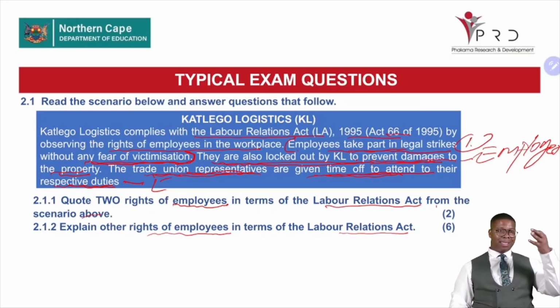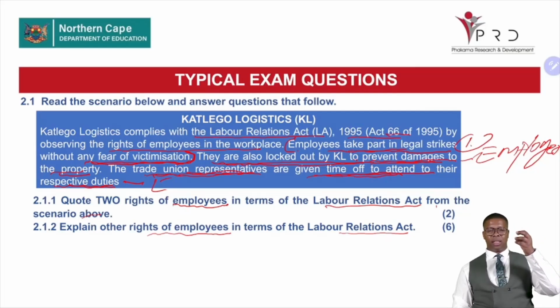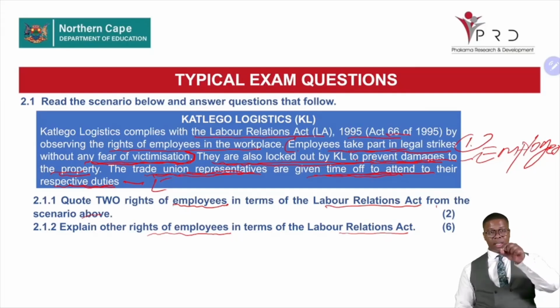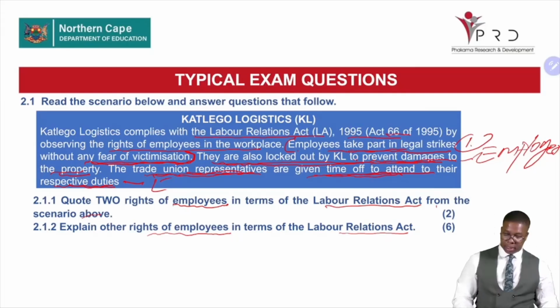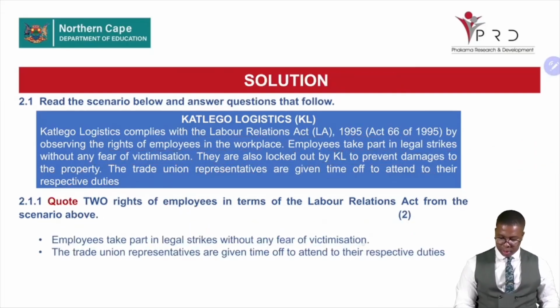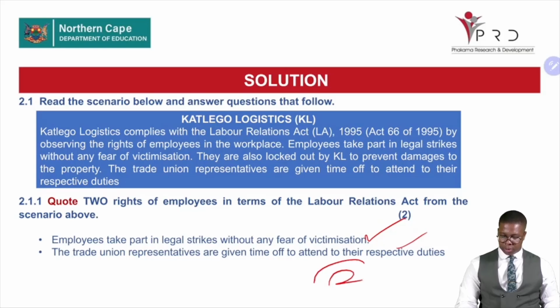So normally there will be 3 sentences, and out of the 3, they will all look correct, but you will be guided by the question. Mostly the question will look for 2 aspects to be quoted, and the last one or the third one will be incorrect. So make sure that you quote the correct sentence from the scenario. So the correct ones will be what? Employees take part in legal strikes, and another one is that trade union representatives are given time off. Then that's how you get your 2.